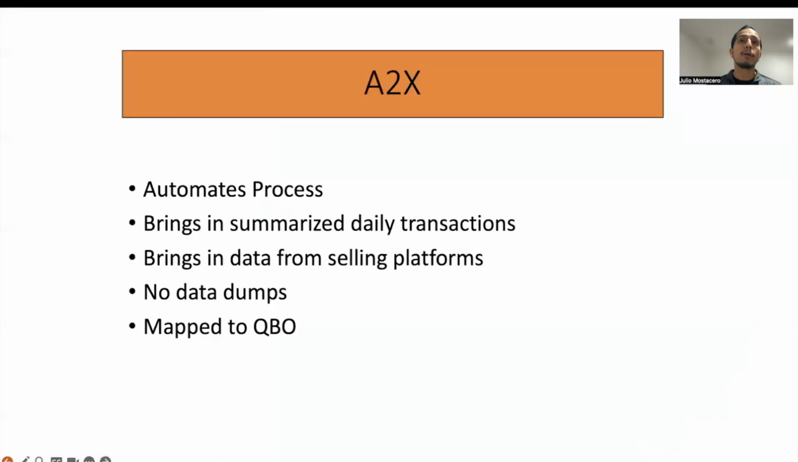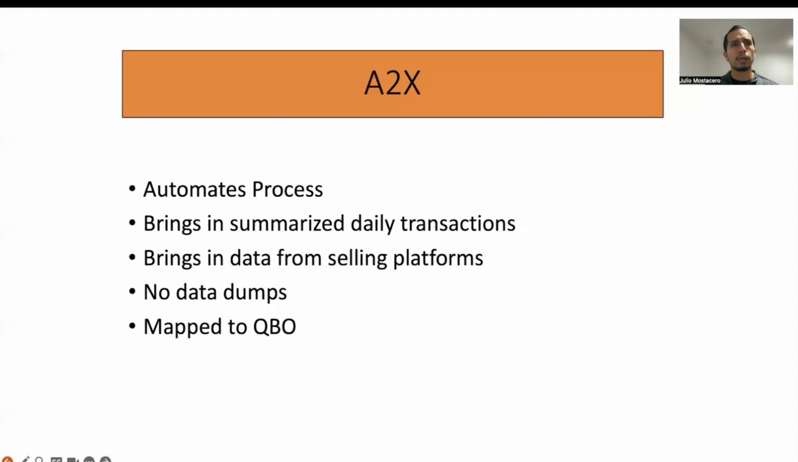There is one app that I recommend and use integrated into QuickBooks, and it is called A2X. I like this one because it automates the process. That doesn't mean it automatically does everything for you. It just automates certain parts of the process. There are still oversights that we have to keep an eye on to make sure everything is categorized correctly and reconciled correctly.